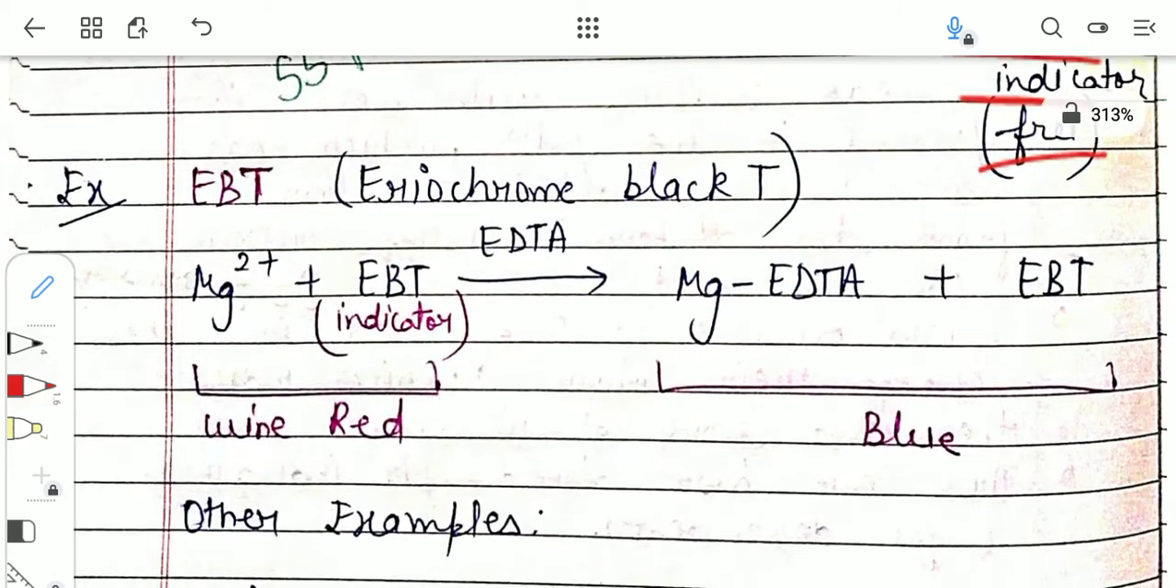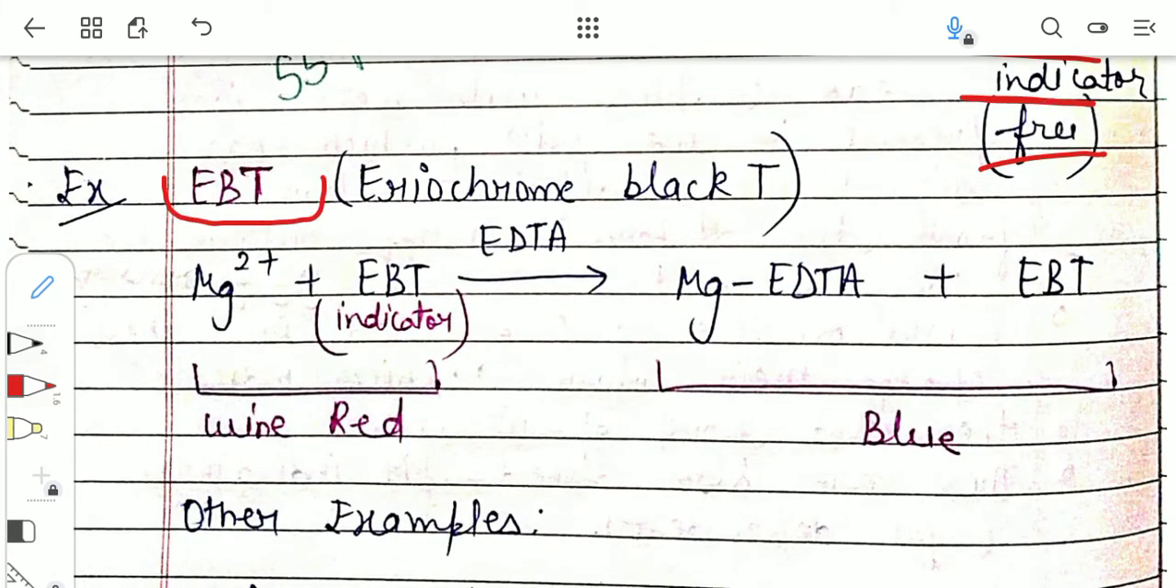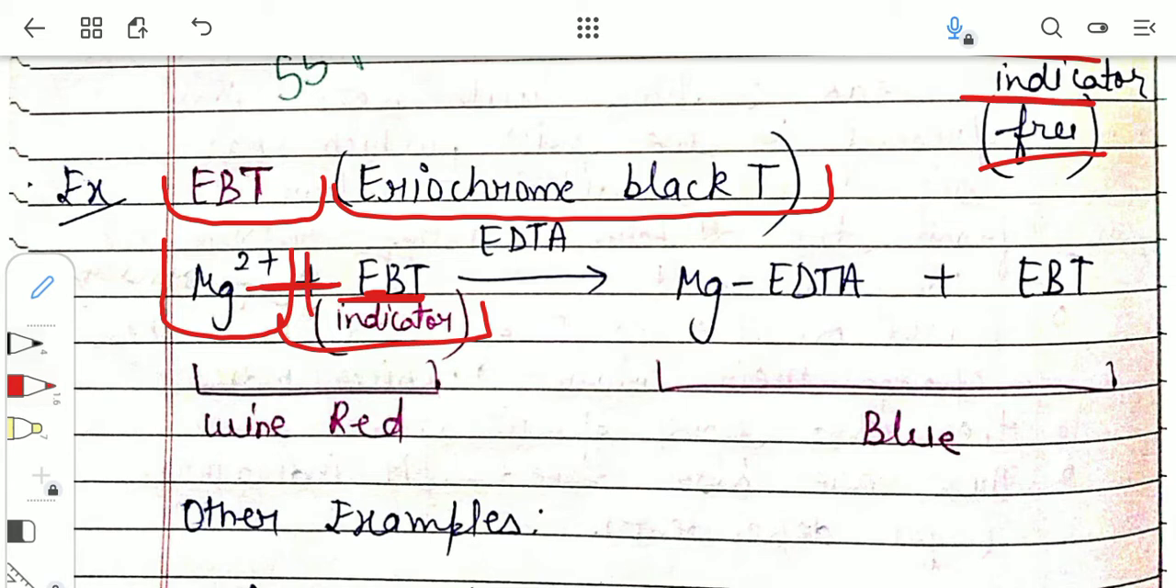For example, there is EBT, which stands for Eriochrome Black T, which is one of the most common metal ion indicators used in complexometric titrations. Suppose there is a sample which contains magnesium ions, and in that sample we add EBT indicator. This EBT indicator will form a complex with magnesium ions, and that complex will result in a solution of wine red color. So this is before the titration.